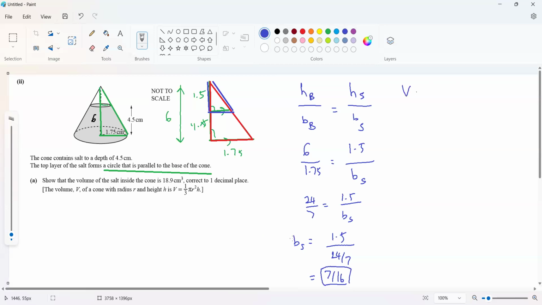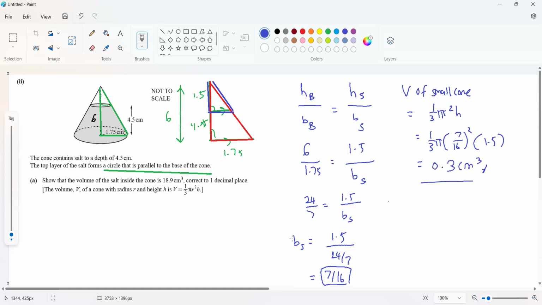So from here, we can count the volume of the small cone. In this case it would be 1 over 3 pi r square h, where our r is what we calculated earlier, 7 over 16 square, and our height is 1.5, which we calculated as well. So 1 over 3. We are going to leave our answer to one decimal place, yeah? But before that, we need to perform all of our calculations first before we consider that. So that would be 0.3 cm cubed to quite a high degree of accuracy.